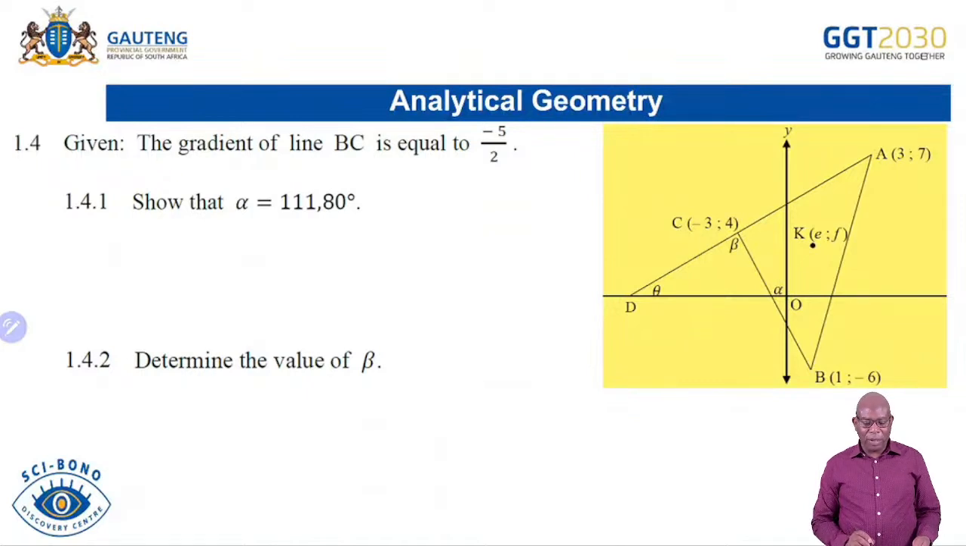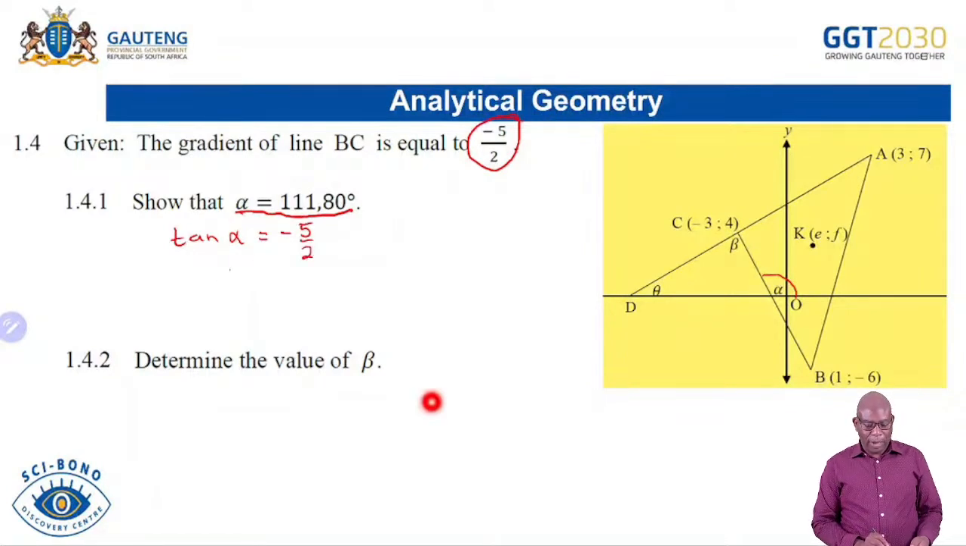Right, 1.4.1, now you are given that the gradient of the line BC is negative 5 over 2. So you don't need to work it out. You are already given. They say show that alpha, the angle that is formed there, will be 111.8 degrees. Now what do we do here? The gradient is given, so I'm going to go to tangent because I know that the angle that I'm looking for here will be represented by the tangent of that angle, and it will also be represented by the gradient. So the gradient is already given, it's minus 5 over 2. I don't need to work it out.